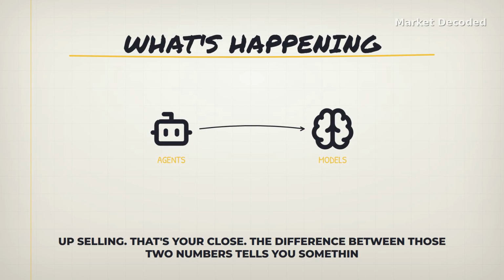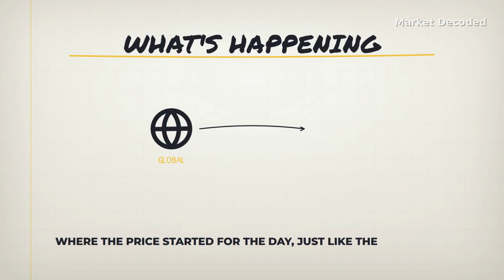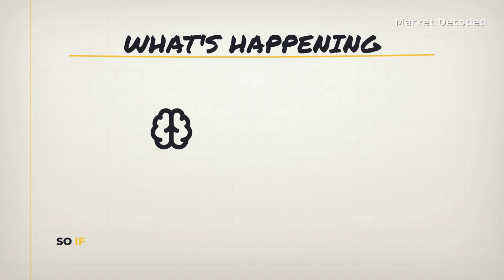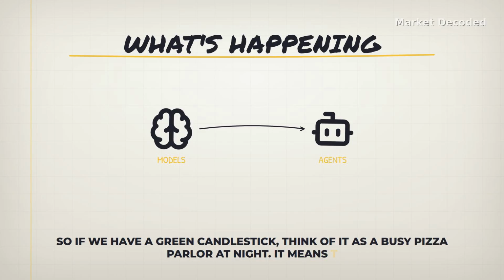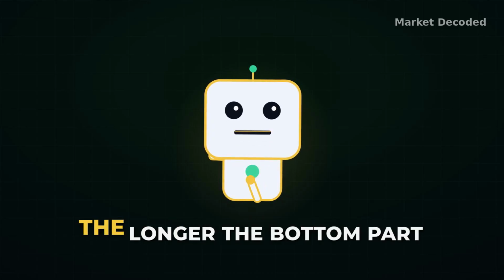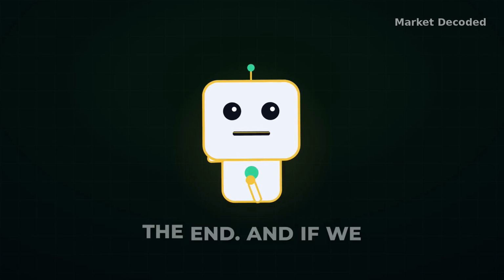In the world of candlesticks, the bottom of each body shows where the price started for the day, just like the number of pizzas you began with. And the top of the body is where it ended up by the end of the trading session, like how many pizzas you sold. So if we have a green candlestick, think of it as a busy pizza parlor at night. It means that at the start, bottom, there were very few orders for pizzas, but by the closing time, top, people came in and gobbled them all up. The longer the bottom part is below the open, the more the price fell before the end.